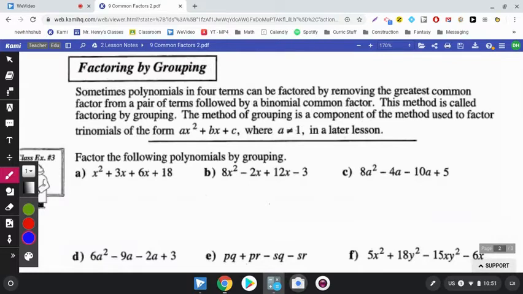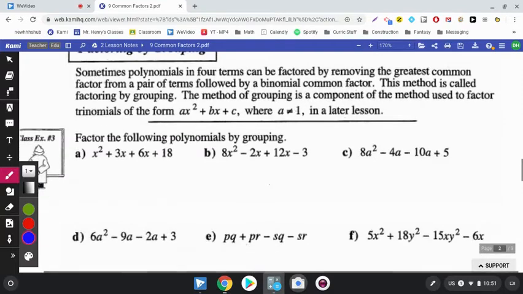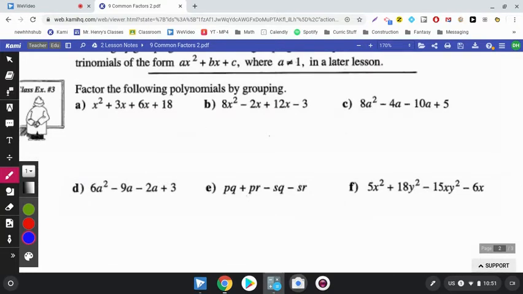So it says sometimes polynomials with 4 terms can be factored by removing the GCF, the greatest common factor. Absolutely. Okay. This method is called factoring by grouping, and it's going to be huge when we learn how to factor trinomials and other things. So it says factor the following by grouping.